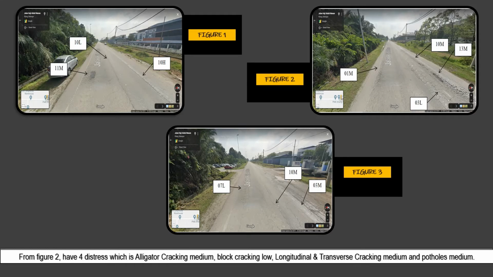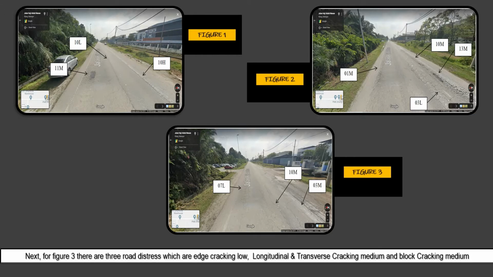From Figure 2 there are 4 distresses, which are medium level of alligator cracking, low level of block cracking, medium level of longitudinal and transverse cracking, and medium level of pothole. Next, for Figure 3, there are 3 distresses, which are low level of edge cracking, medium level of longitudinal and transverse cracking, and medium level of block cracking.